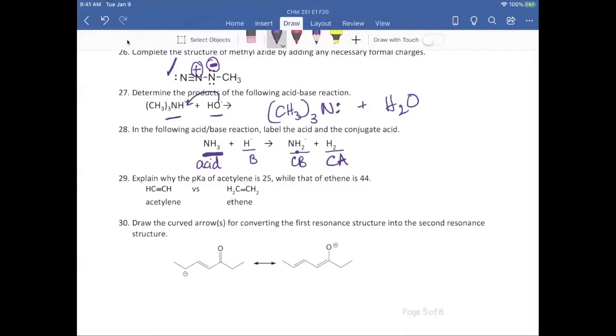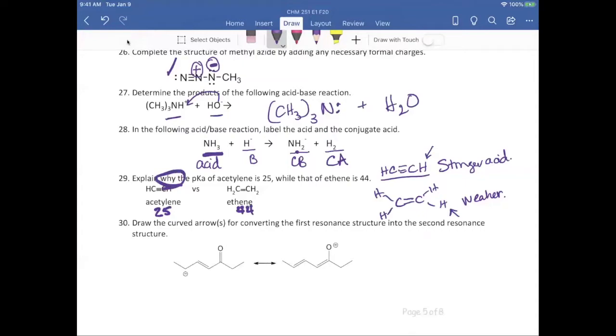Question number 29, why is the pKa of acetylene 25 while ethene is 44? Okay, so first of all, telling me which one's the stronger acid does not answer the question. This is asking why. But to start answering why, we can indicate that the C triple bond C H is a stronger acid than the C double bond C H. The H on the alkyne is a stronger acid than the H on the alkene. Okay, the question though is asking why. So many of you wrote smaller pKa, so it's a stronger acid, and you thought you answered the question, but this question is asking why.